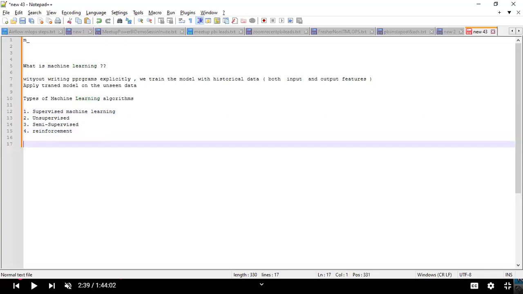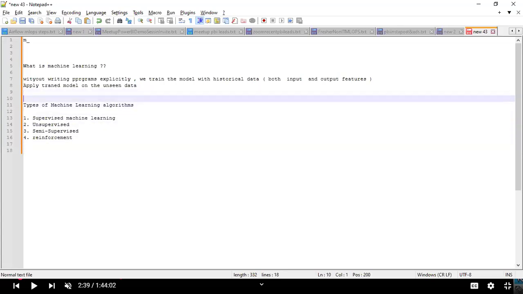What is supervised machine learning? What you learned is called supervised machine learning. The one we discussed, the bank example. You have a set of input features. You have historical data related to a bank.